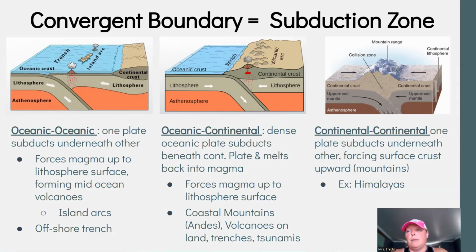And the last one is a continental to continental. One plate is going to subduct under another one. That's going to force the crust upward, creating a mountain range. That's how we formed the Himalayas. Or the Himalaya mountains. So convergent boundaries are always going to be like a subduction zone. And depending on what type of plates are connecting, it's going to impact what's happening at those plates.